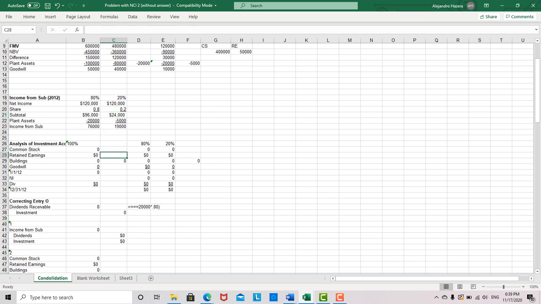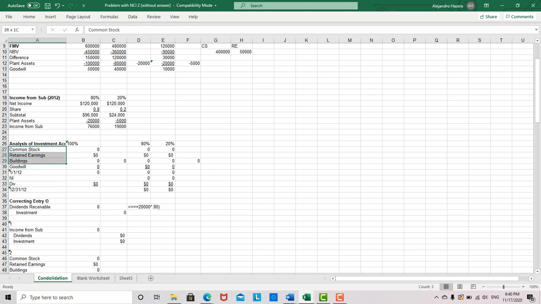Okay, we'll finish this video with the analysis of the investment account. Now there are 4 items in the investment account: common stock, retained earnings, buildings, goodwill. We're splitting this whole calculation into beginning of year and end of year. So everything above this line is beginning of year. Everything below the line is end of year.